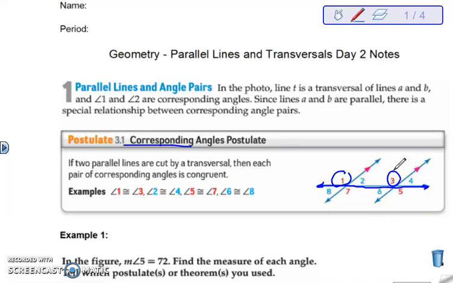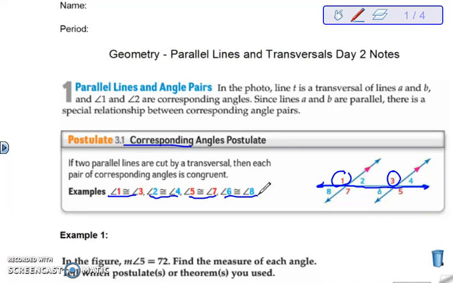When we have a transversal that passes through parallel lines, we get something like this. All of our corresponding angles are congruent. So that basically means that angle 1 has to match angle 3. Angle 2 has to match angle 4. 5 has to match 7, and 6 has to match 8.